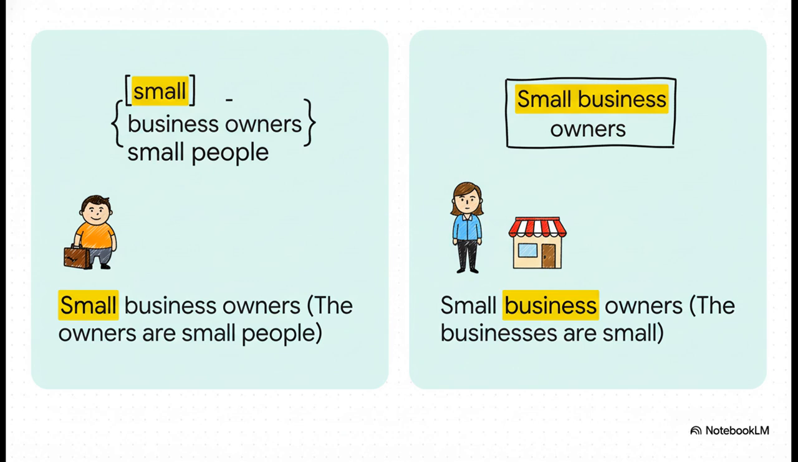Okay, now this is where things get really, really wild. Take a phrase like small business owners. Seems straightforward, but it can mean two totally different things. Is it business owners who happen to be small, or is it people who own businesses that are small? The words on the page are identical, but our brains can build two completely different structures, creating two different meanings.